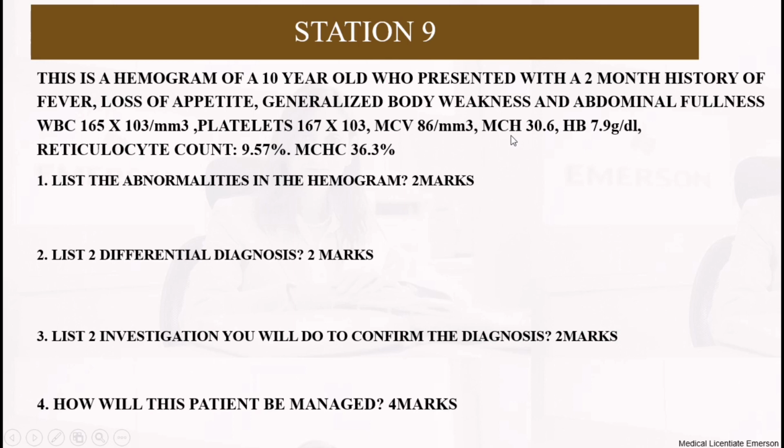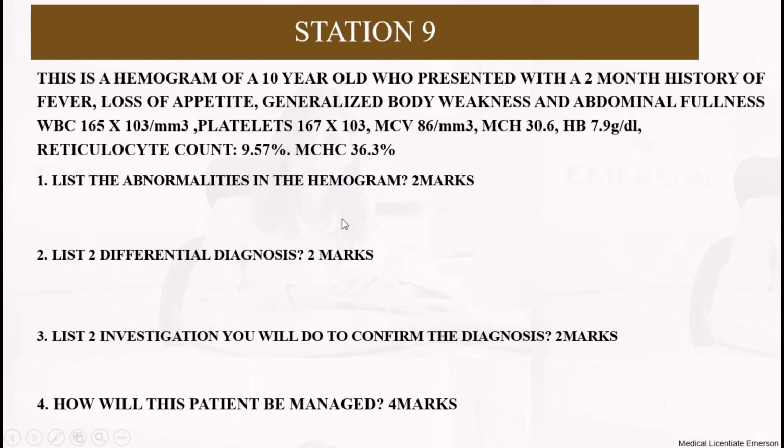Then MCH was 30.6. The HB was 7.9 grams per deciliter. Then the reticulocyte count was 9.57%. Then the MCHC was 36.3%. Then question 1, list the abnormalities in the hemogram. Then question 2, list 2 differential diagnoses. Then question 3, list 2 investigations you will do to confirm the diagnosis. Then question 4, how will this patient be managed?